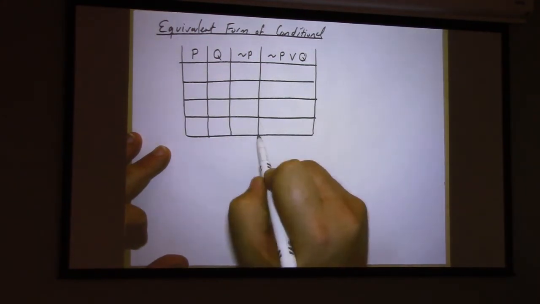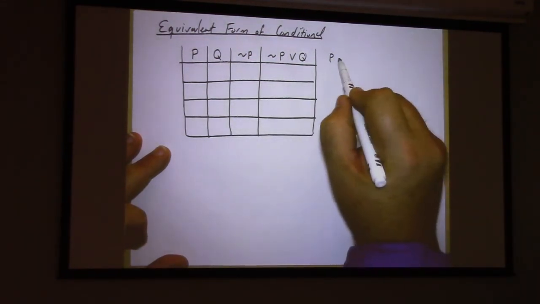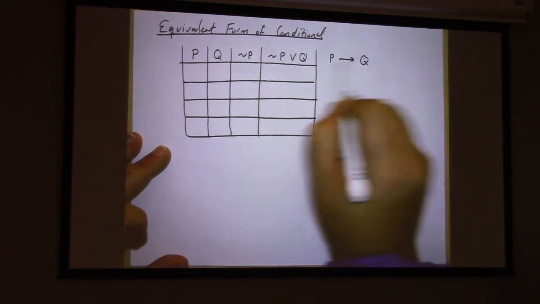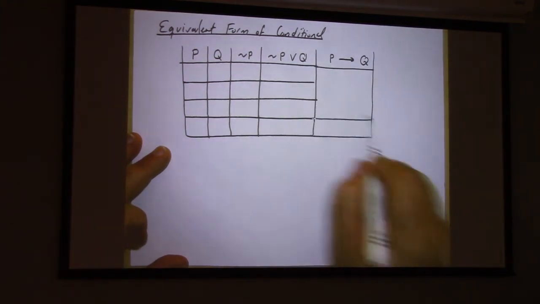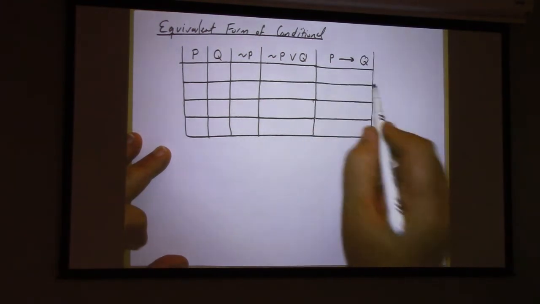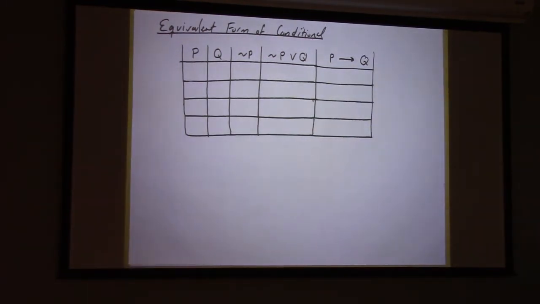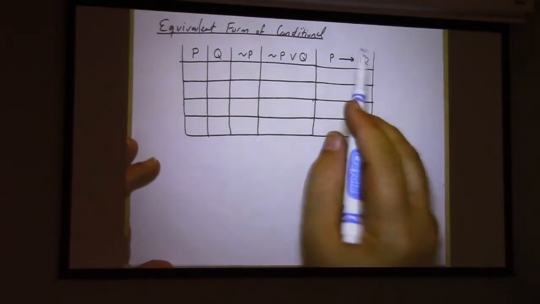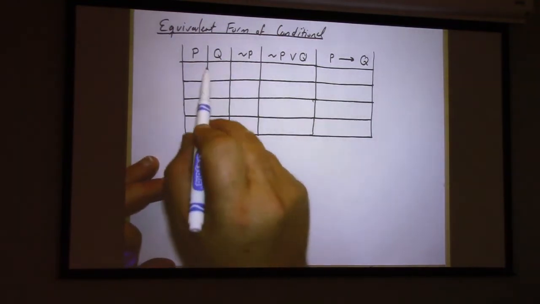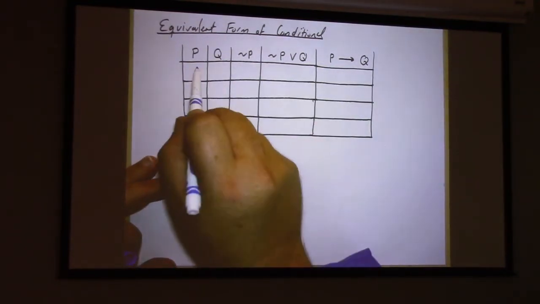And then to compare, we'll put the conditional over here, see how these stack up against each other. All right, so let's fill this thing out. What I'm going to show you in this truth table is that the conditional P implies Q is equivalent to not P or Q. All right? So here it goes.